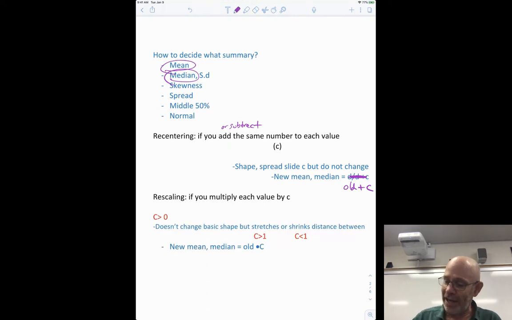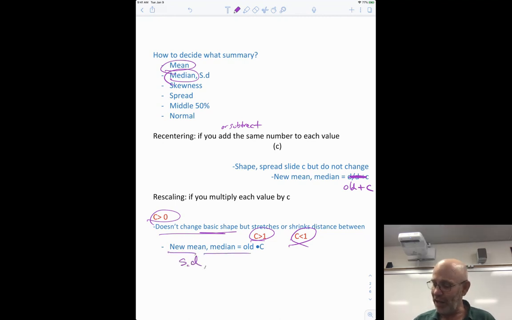We always say that C is positive. We never would multiply numbers by a negative number. But what it does, the basic shape will still stay the same. It'll still be roughly normal or roughly skewed. It'll just be more spread out if C is greater than 1, and more shrunken if C is less than 1, okay? Everything gets multiplied by C. New mean, new median, standard deviation, range, interquartile range, all of that stuff is the old one times C. It all gets more spread out, or less spread out if you're multiplying it by less than 1. Okay.